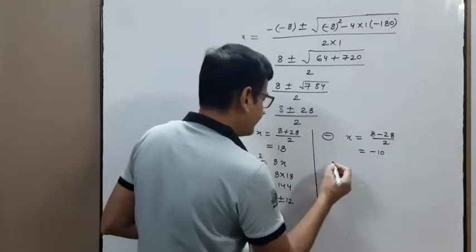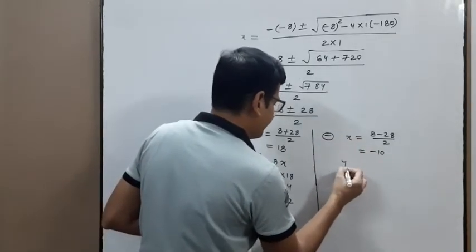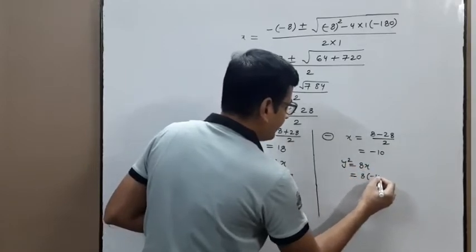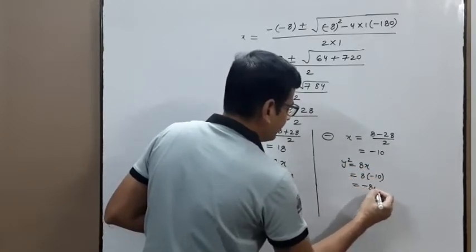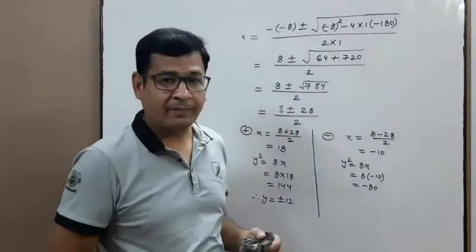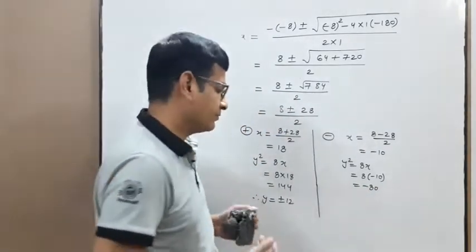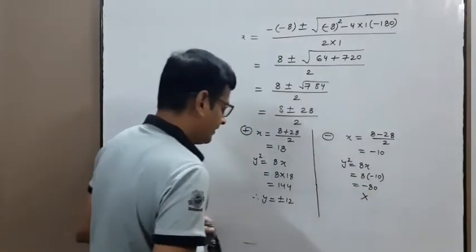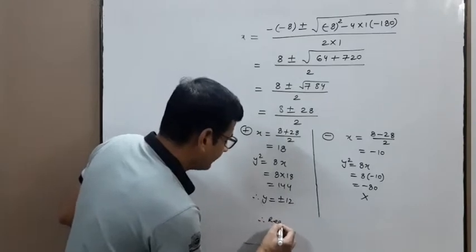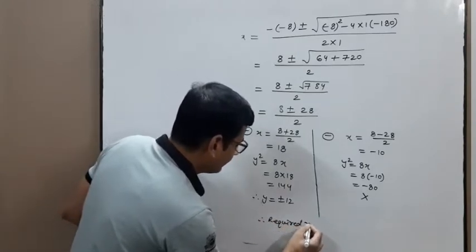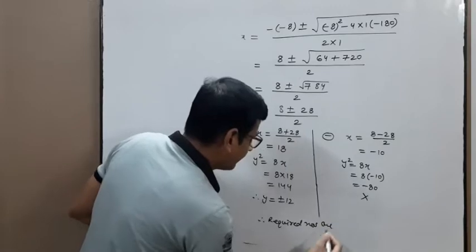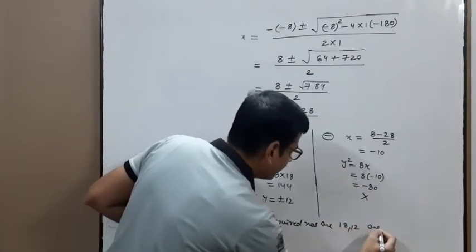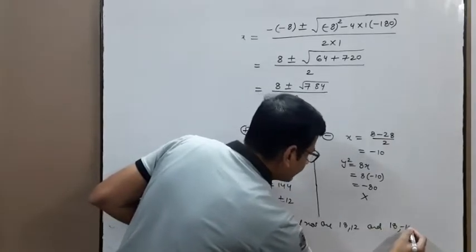Now second case, putting the value of x in this equation, y square equals 8x equals 8 into minus 10 equals minus 80. But we all know the square of any real number is always positive. y square cannot be negative, so this is rejected. So the required numbers are 18, 12 and 18, minus 12.